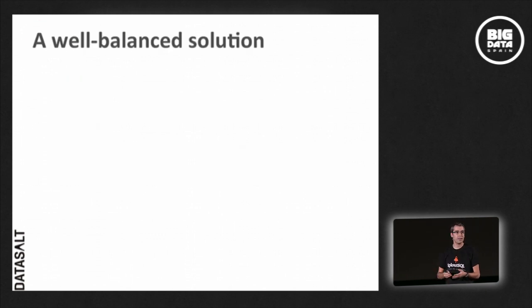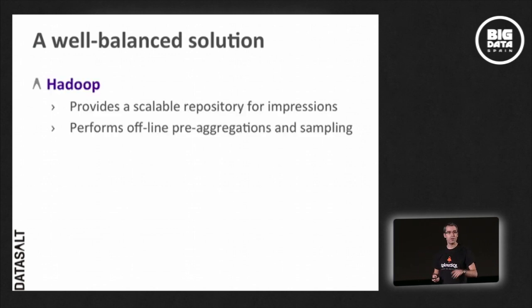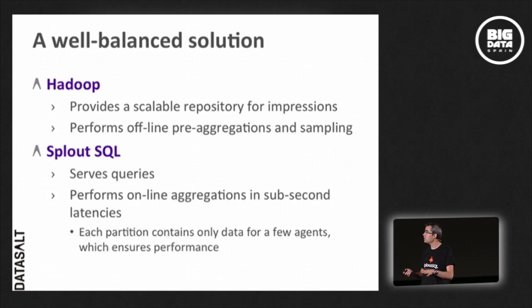So at the end, we have a well-balanced solution where Hadoop offers us some features and Splout the rest of them. Hadoop provides a scalable repository for impressions and a way of performing computations to compute the pre-aggregations and the samples, and Splout SQL gives us the other part, which is the serving layer. It allows us to serve the data and to compute the final aggregations over the pre-aggregations in an online way.